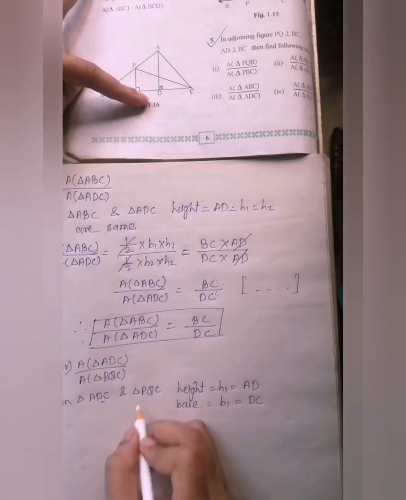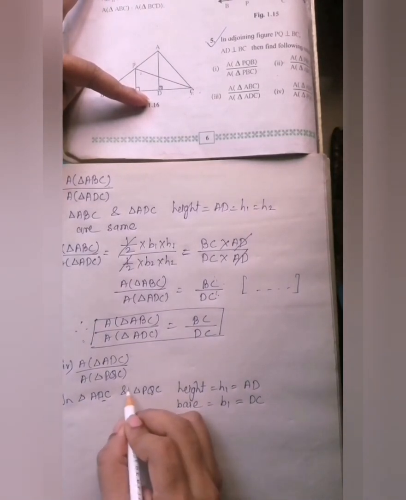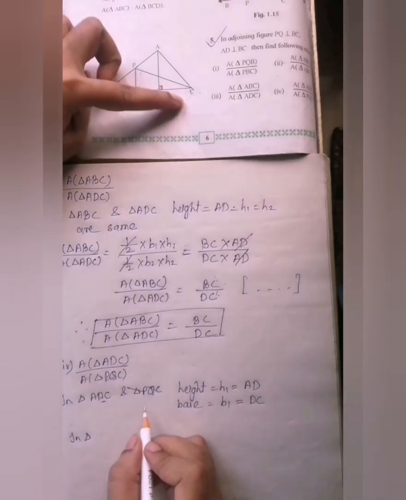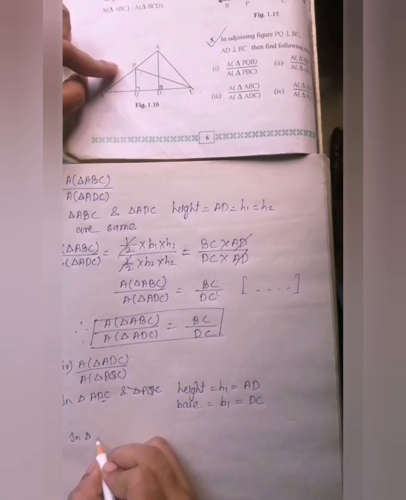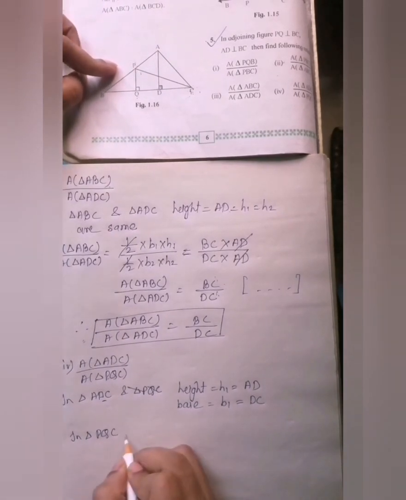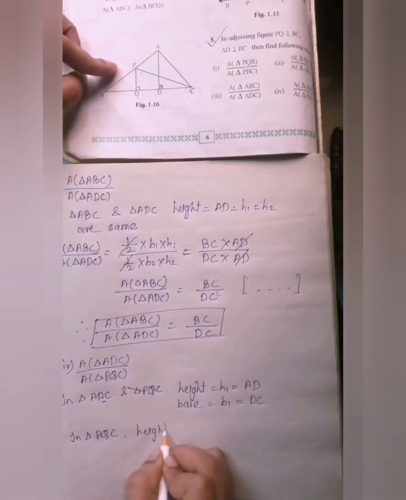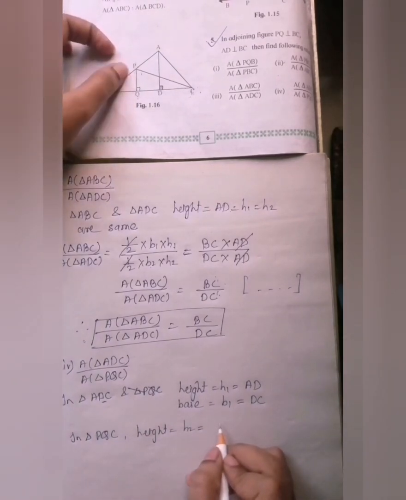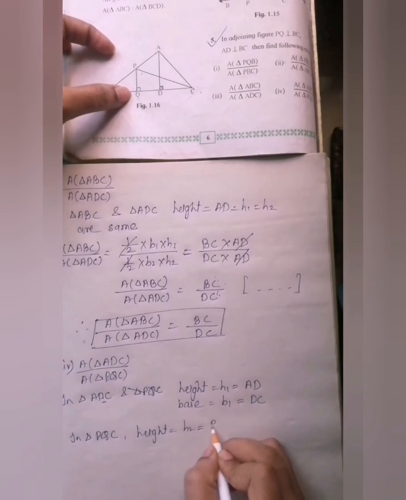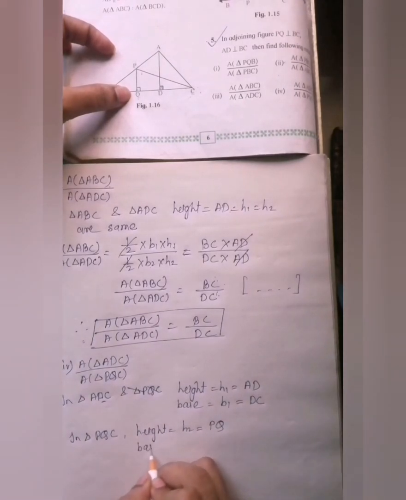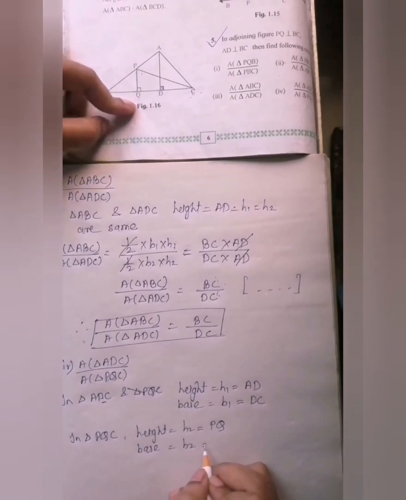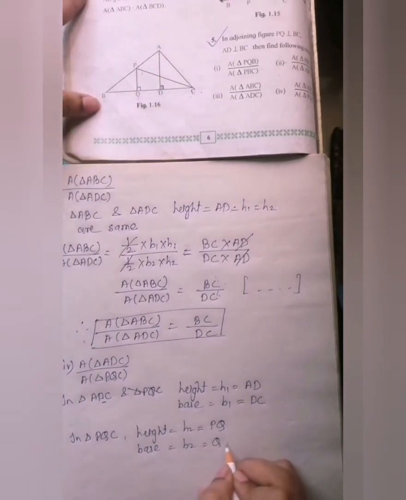Now in the second triangle, mention here, students, triangle PQC. Write down here PQC. What is the height? In H2, the height is this PQ, so write down here PQ. And the base B2 is QC. Clear?